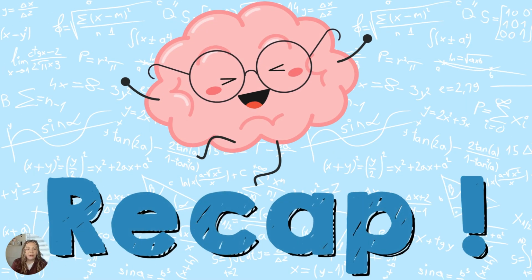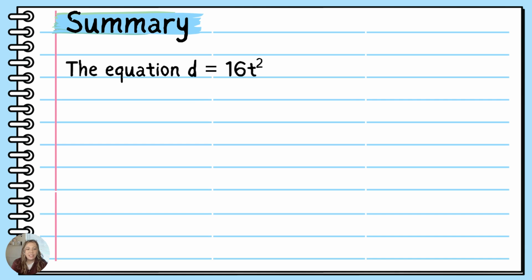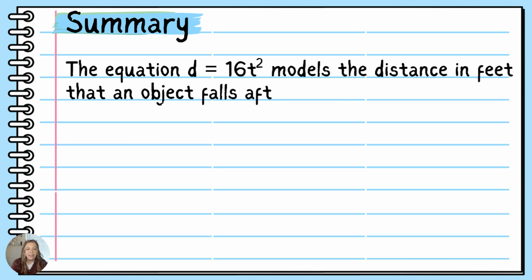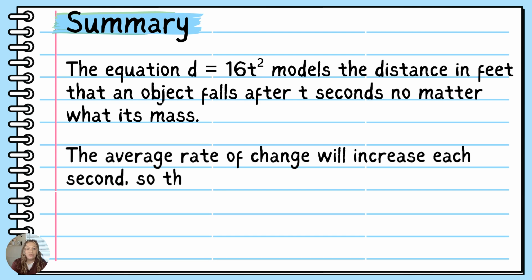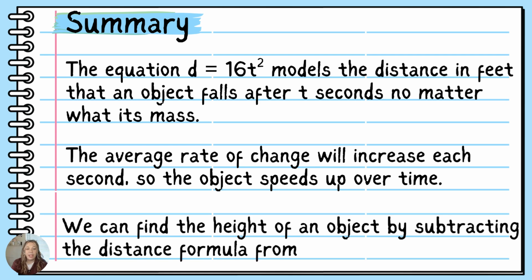So to recap everything that we've learned, the equation d equals 16t squared models the distance in feet that an object falls after t seconds, no matter what its mass is. The average rate of change will increase each second, so the object will speed up over time. And we can find the height of an object by subtracting the distance formula from the initial height of the object.